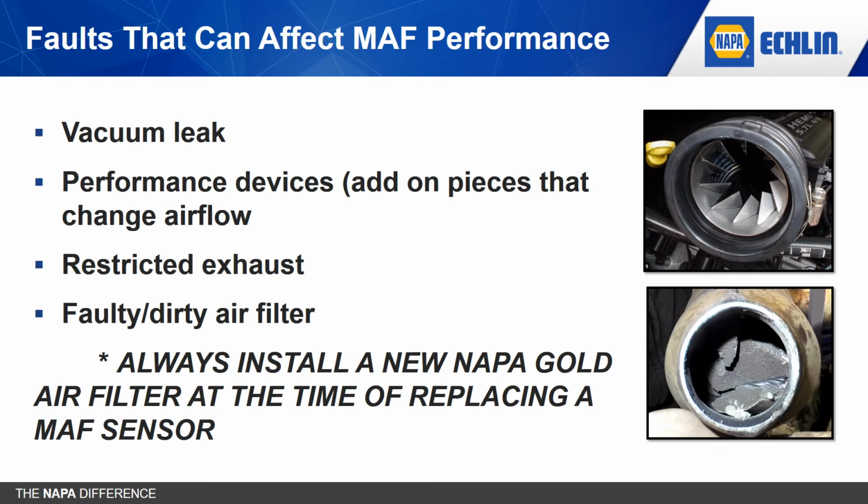It's important to note that a high-quality air filter, such as a NAPA Gold air filter, be installed at the same time as the new NAPA Echlin mass airflow sensor. A cheap filter may release paper dust or lint that can get stuck on the mass airflow sensor's element.